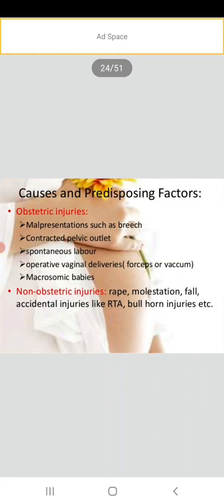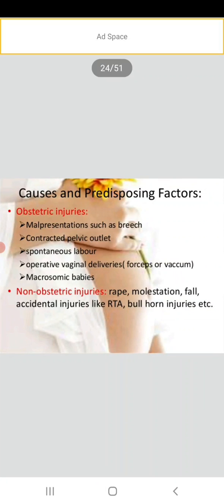Causes and predisposing factors: obstetric emergencies, malpresentation such as breech, contracted pelvic outlet, spontaneous labor, operative vaginal deliveries, macrosomic babies. I already told in the introduction part how these injuries occur. Obstetric injuries may be seen due to breech. The normal position of the baby is cephalic or vertex. If it is breech, sometimes a widened opening will be needed.